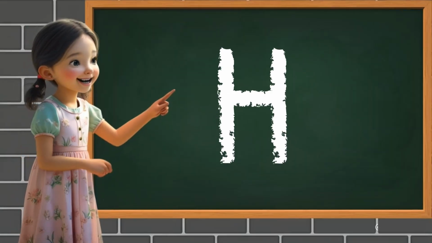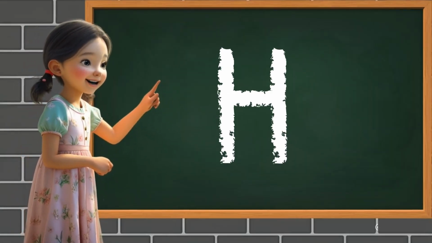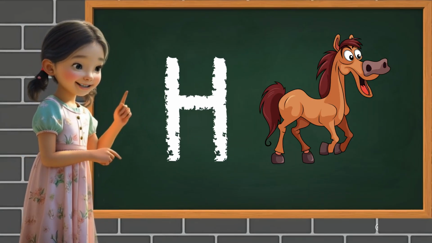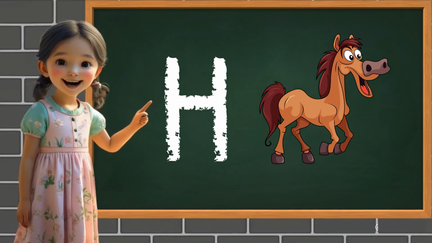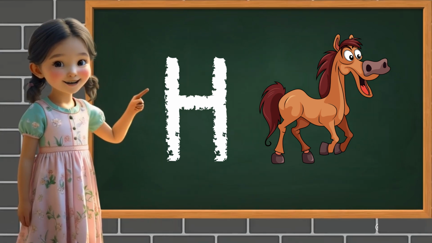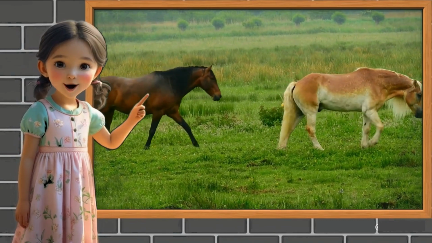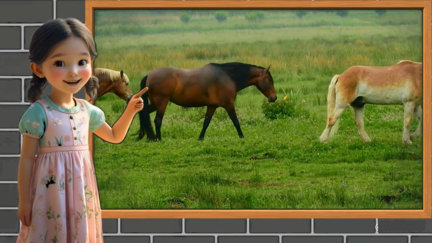The letter is H. You can say H. Now say H is for horse. H is for horse. Here you can see many horse. These are all horse.